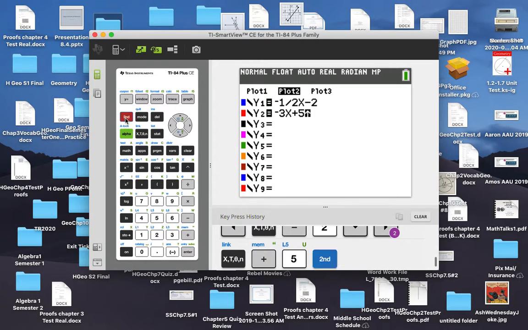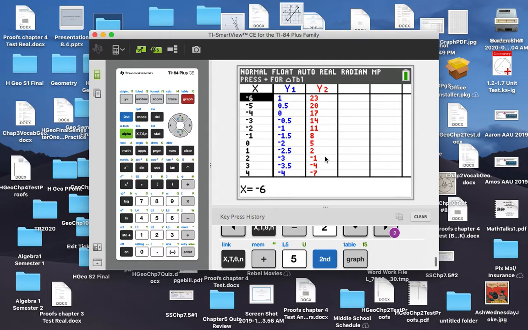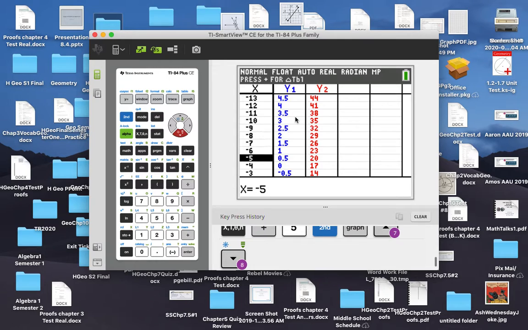Alright, then I'm going to hit second and table. And I have a bunch of points. I'm going to try to find where the blue and the red are the same at the same time for the given x. So you're just going to go through all of these until you find where they're the same, which is proving to be a bit difficult.